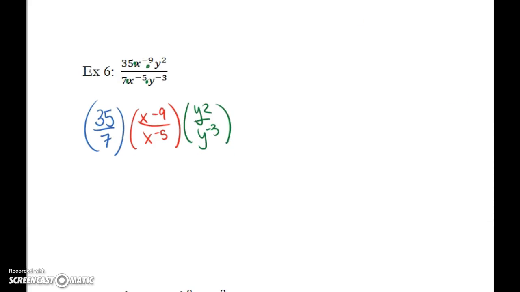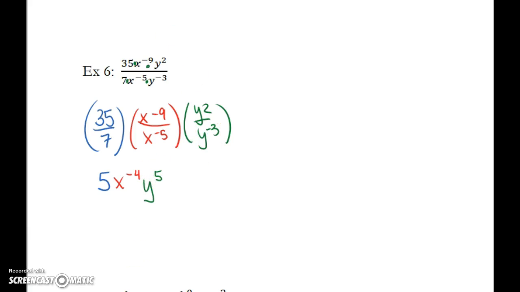Okay? All right, so if we look at our first group, 35 divided by 7 is 5. Our second group, when we are dividing, as we saw in our first video, we subtract our exponents. So negative 9 minus negative 5 is x to the negative 4th. And then we have y. We're subtracting our exponents again. 2 minus negative 3 is 5.